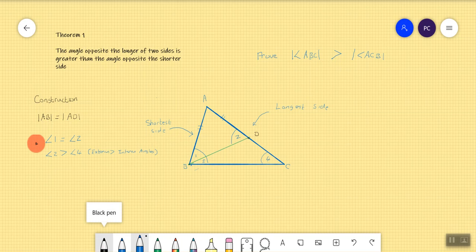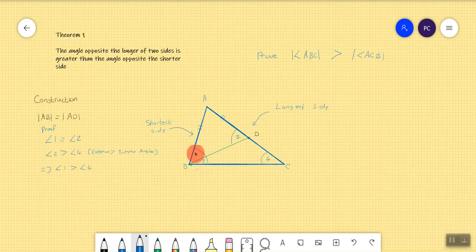And we can call this our proof. So what else can we say from this? For example, if angle 2 is greater than angle 4, and if angle 2 and angle 1 are equal to each other, then from that we can derive that angle 1 is also greater than angle 4. So we can say that angle 1 is also greater than angle 4, like so.